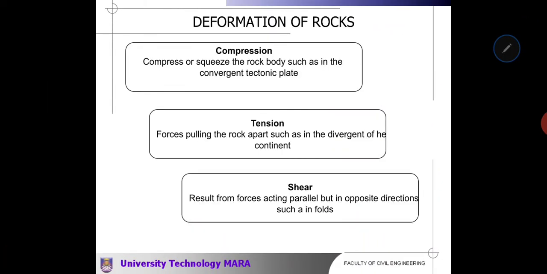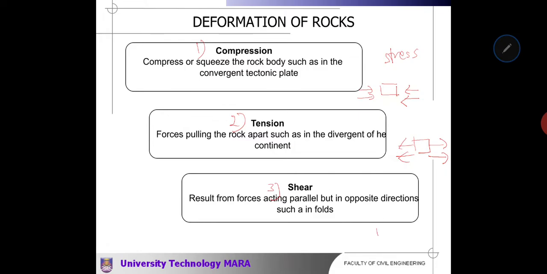To understand more, we already mentioned stress. Right now you must understand there are three types of stresses. The first one is compression, the second one is tension, and the third one is shear. Compression is if you have material and we provide stress in this position, and this material will compress or squeeze. Related to geology, this is movement at convergent tectonic plates. For tension, instead of compressing, this one is pulling the rock apart.